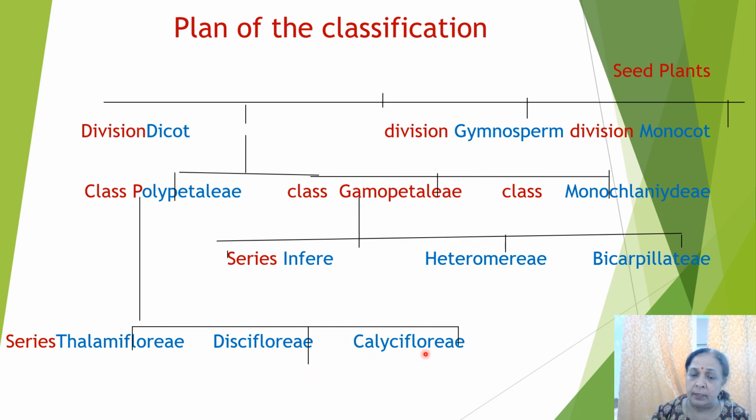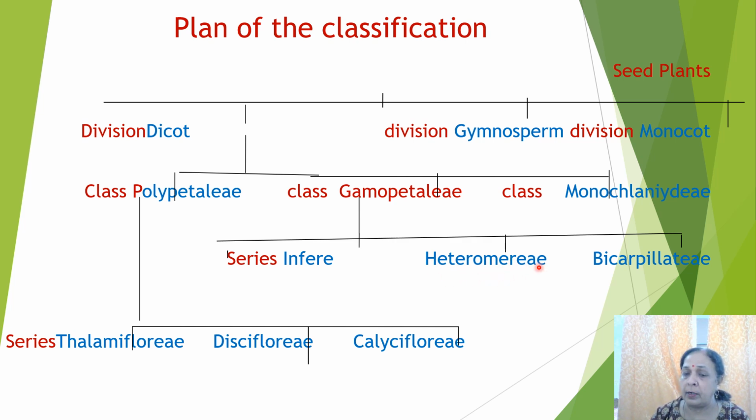And next is Calyciflorae. Calyciflorae includes inferior ovary or half inferior ovary bearing flowers or plant species. And Gamopetalae is also divided into three series: Inferae, Heteromerae and Bicarpellatae. Inferae means inferior ovary bearing plant species are included in this series. Heteromerae means where the number of stamens and number of corolla lobes are different. Hetero means different, mere means parts.